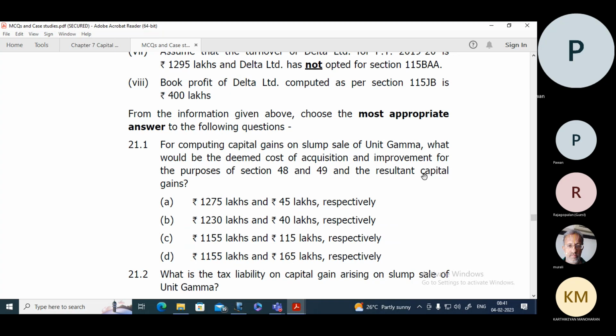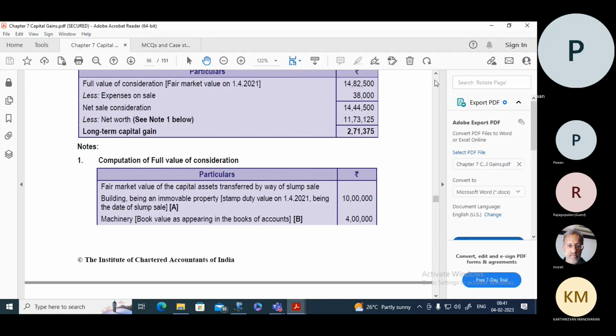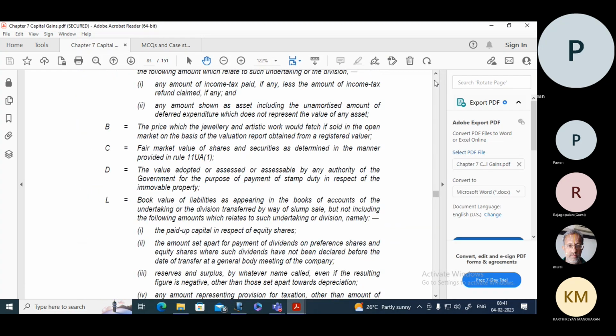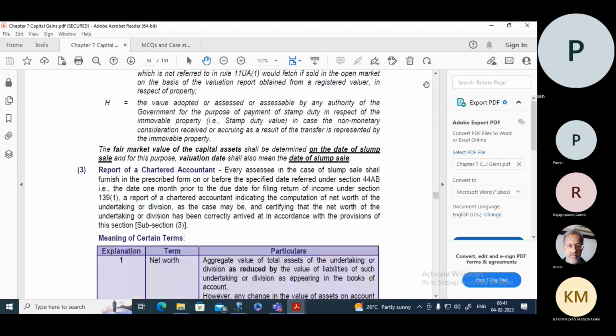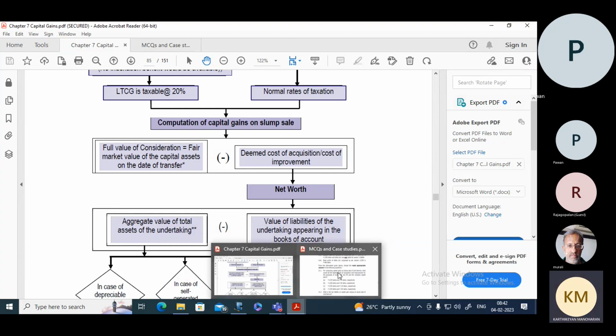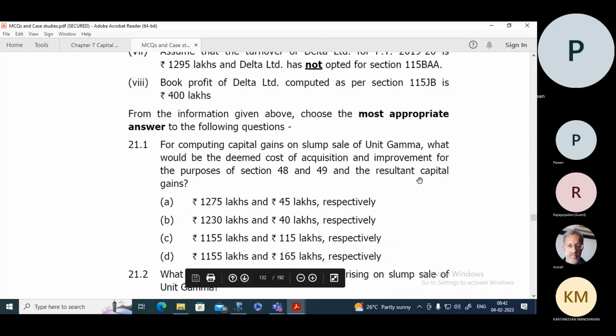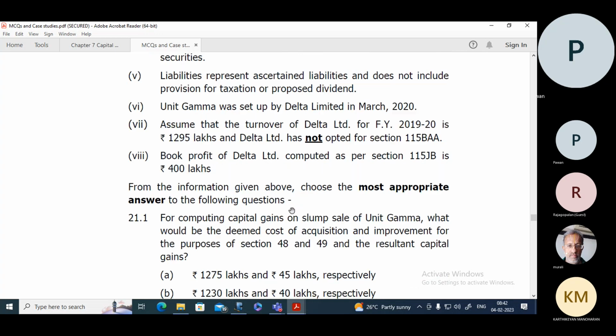So what is the rate of taxation for this? Huh? You have not discussed the tax liability in our class. So now let us just look into the tax liability. We are asking only the capital gain, sir. Is it that they are asking capital gain? Yes. Capital gain only. Okay, extremely sorry. So capital gain only they are asking.